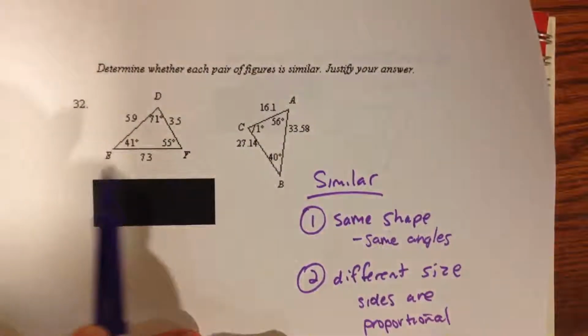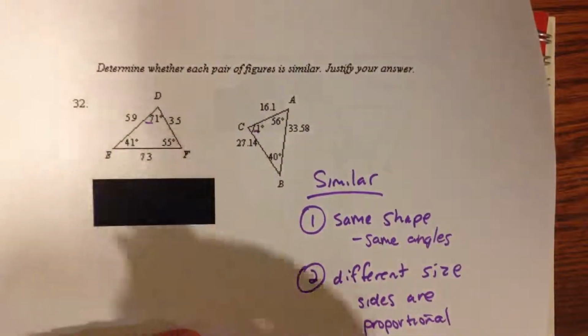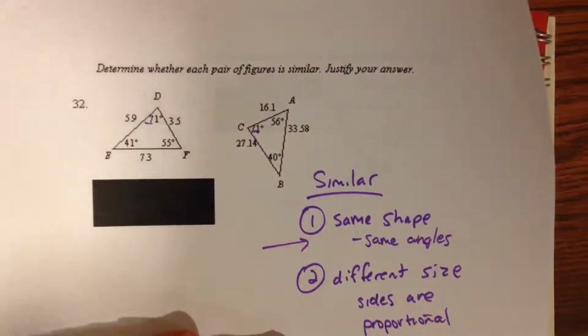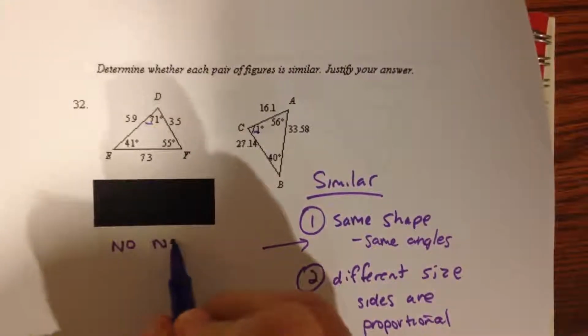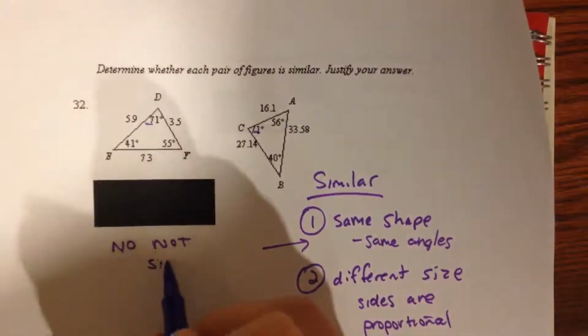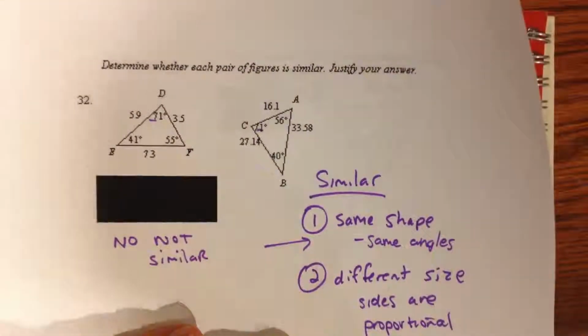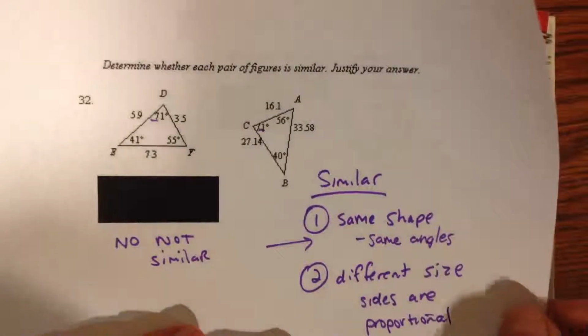Okay, and if you look at the angles, you have 71 matches up, but then the other two do not. So this criteria right here is not met. So there might be a double negative there, but no, they are not similar because they do not have the same angles.